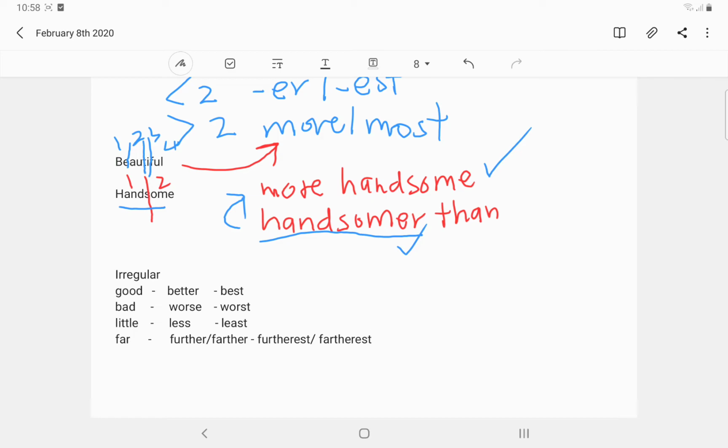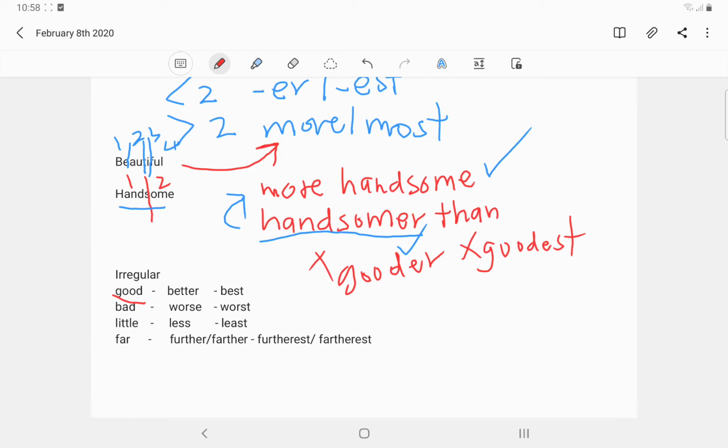Irregular maksudnya perkataan good ni dia takkan jadi gooder. Tu salah. Dia takkan jadi goodest. Salah. So kita panggil dia irregular. Yang betul adalah better, best. Tapi penggunaan dia sama. Cara guna dia sama. I give you an example. I am a better student than she is.